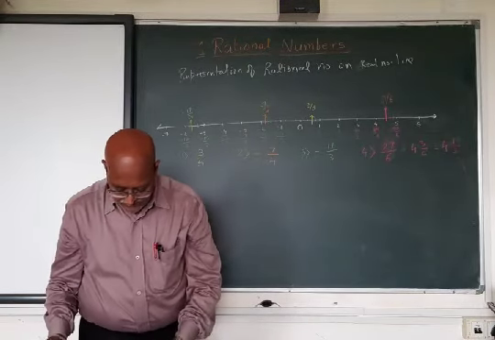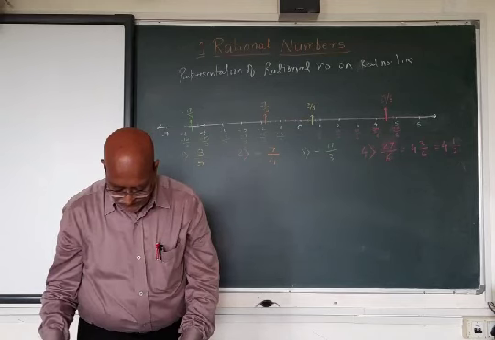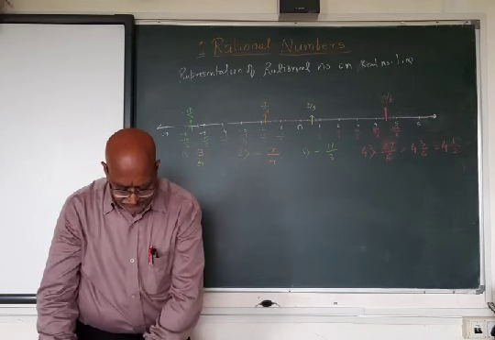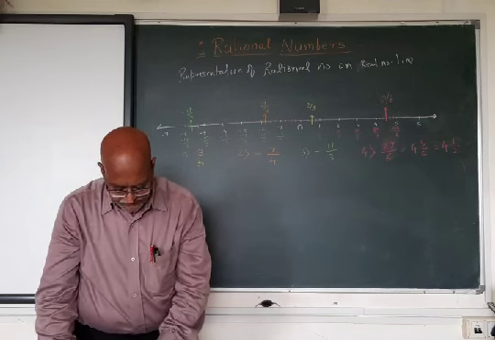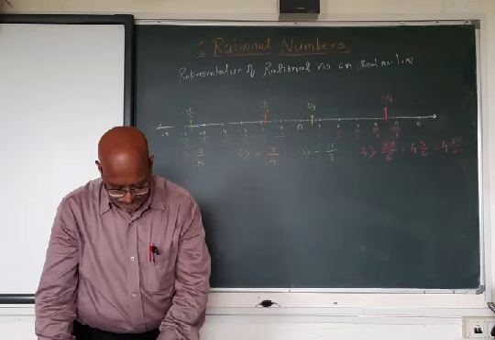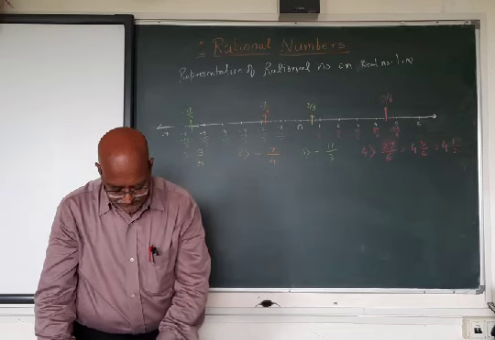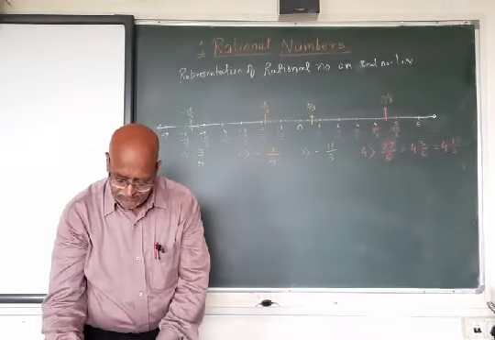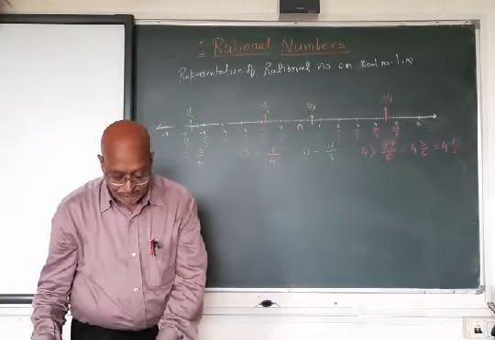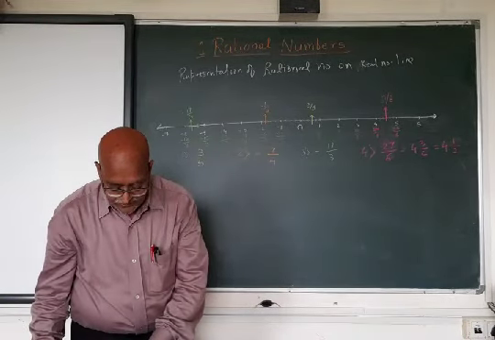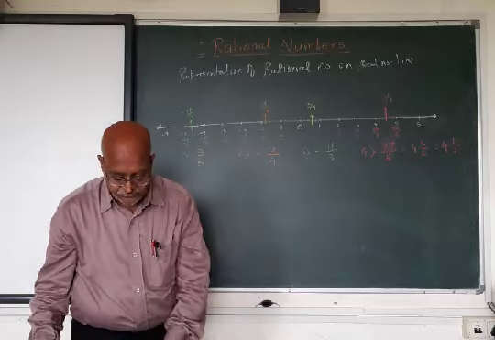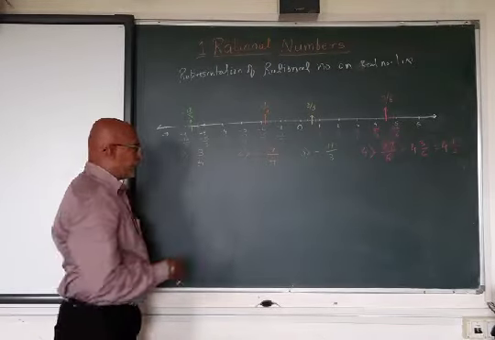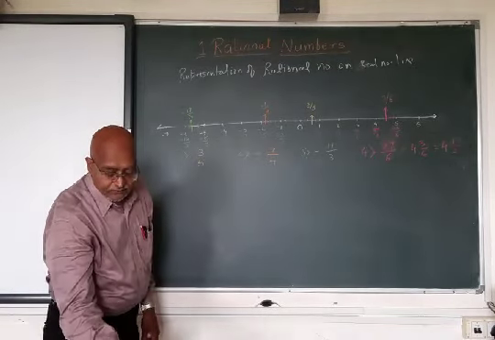Now here in your textbook, one exercise is given. That exercise you have to complete: first is the representation, first and second. The third, fourth, fifth, sixth and seventh we will discuss. See here: write 5 rational numbers which are smaller than 2. This is the third one.